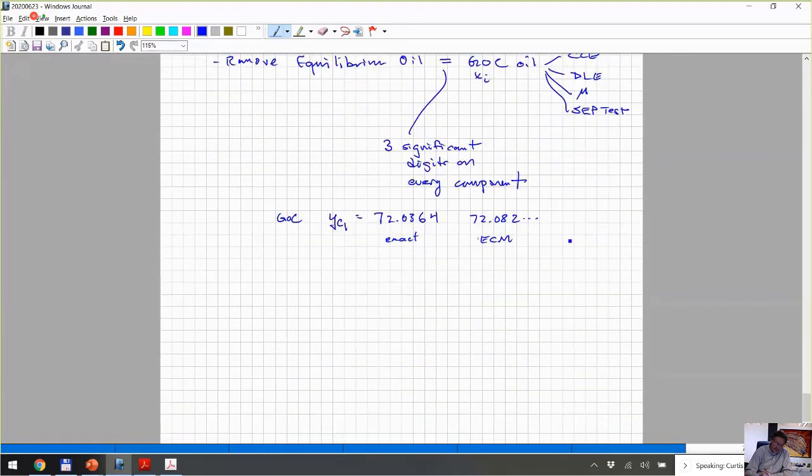So that's the first ECM method. The second ECM method is what we call ECM from a gas coning oil well.